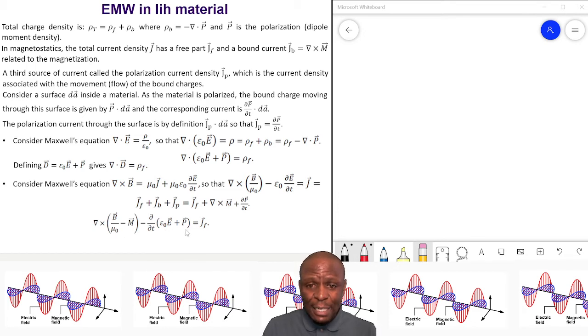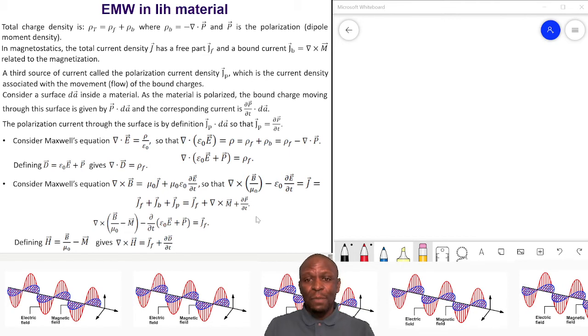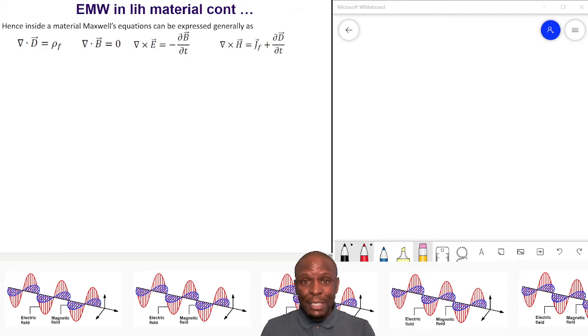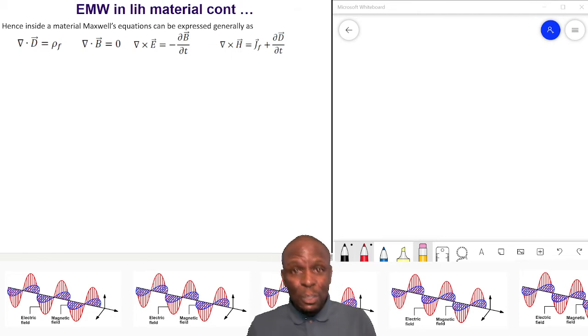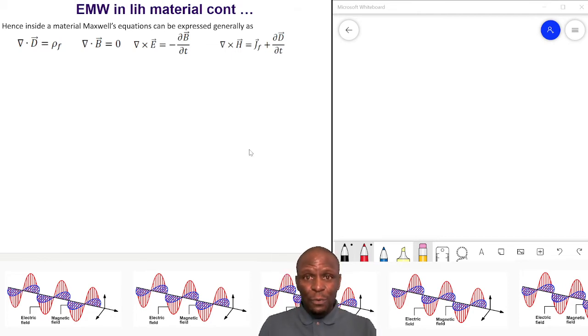Now, using the definition of D, and defining this as H, this is what I have for Maxwell's fourth equation: the curl of H is given by the free current density plus the rate of change of D, where D is defined in terms of this. As a result, the Maxwell's equations for a linear material are given by these equations.